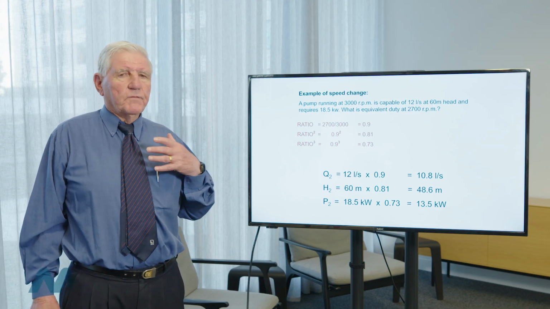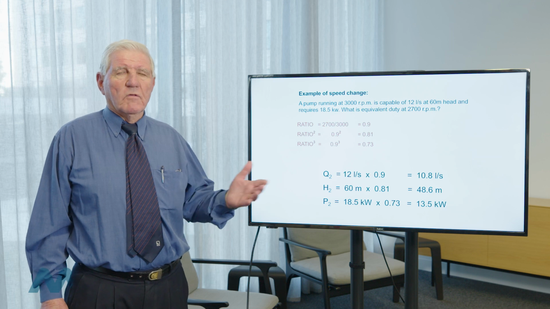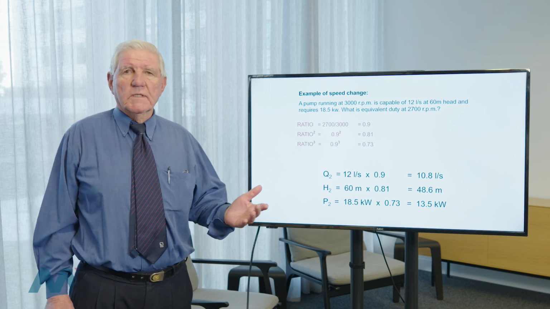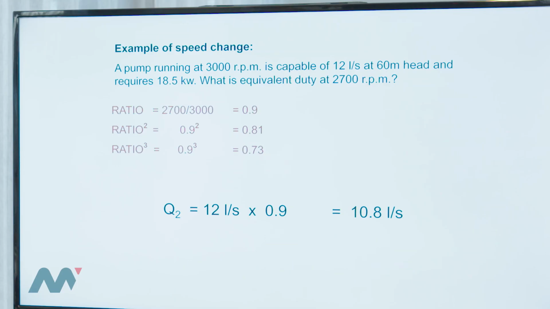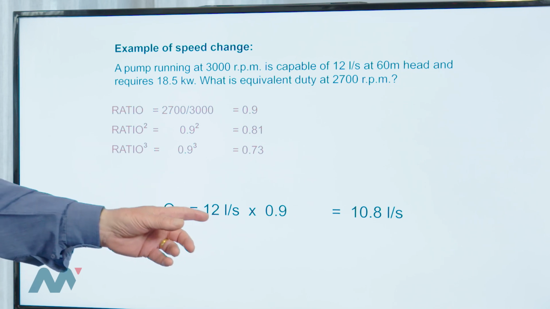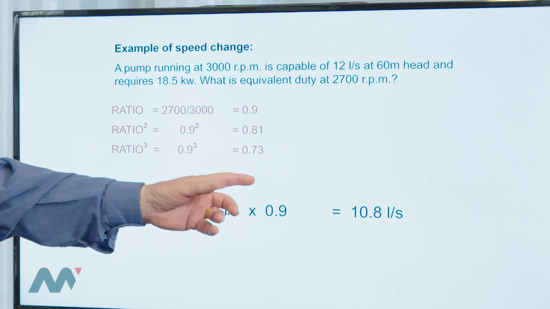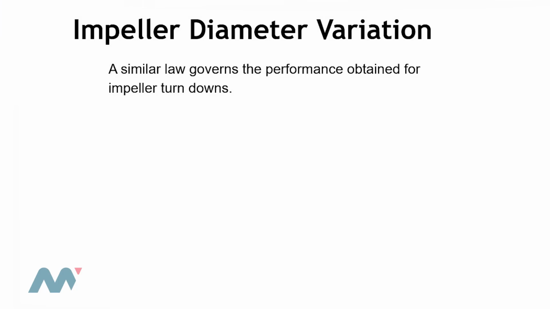And it's this affinity relationship which gives us the benefits in terms of matching flow, head and power to new conditions of operation of the pump. So our new Q at the new speed is 12 litres a second times the ratio, 0.9, which gives us 10.8 litres per second. A similar law applies if we vary the diameter of the impeller inside the pump.